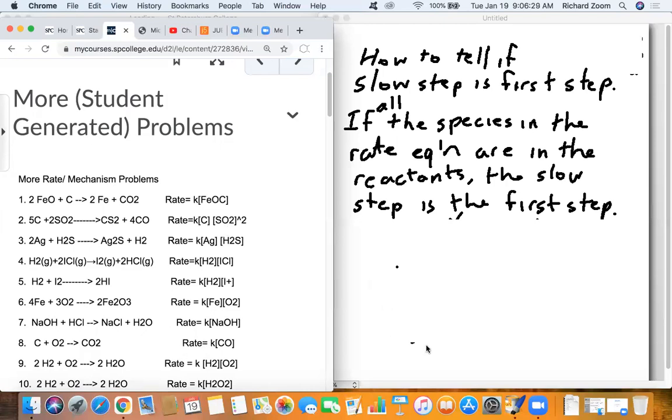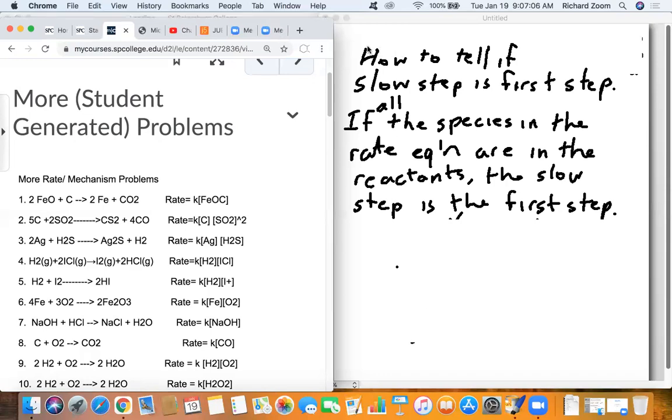All right, what about number 8? Okay. Number 8. Is the slow step the first step? Number 8. Slow step, first step. And the poll, share the results.